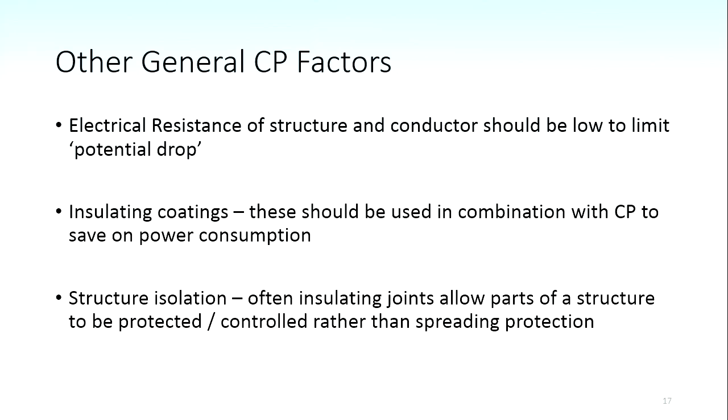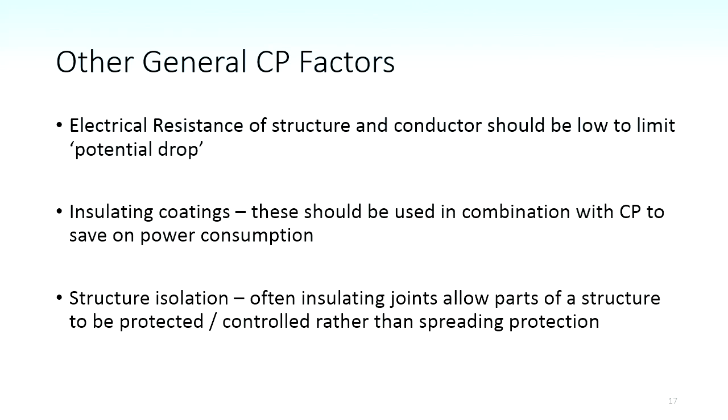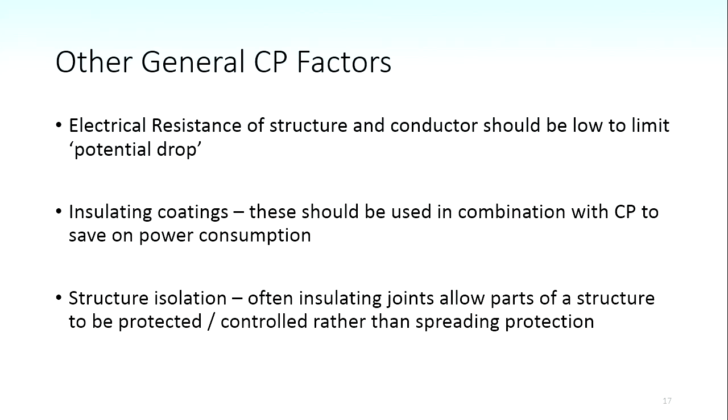So as well as using insulating protective coatings to try and isolate the pipe from the environment, we also use insulating joints to try and compartmentalize, if you like, try and break up the pipe section so that we can cathodically control it.